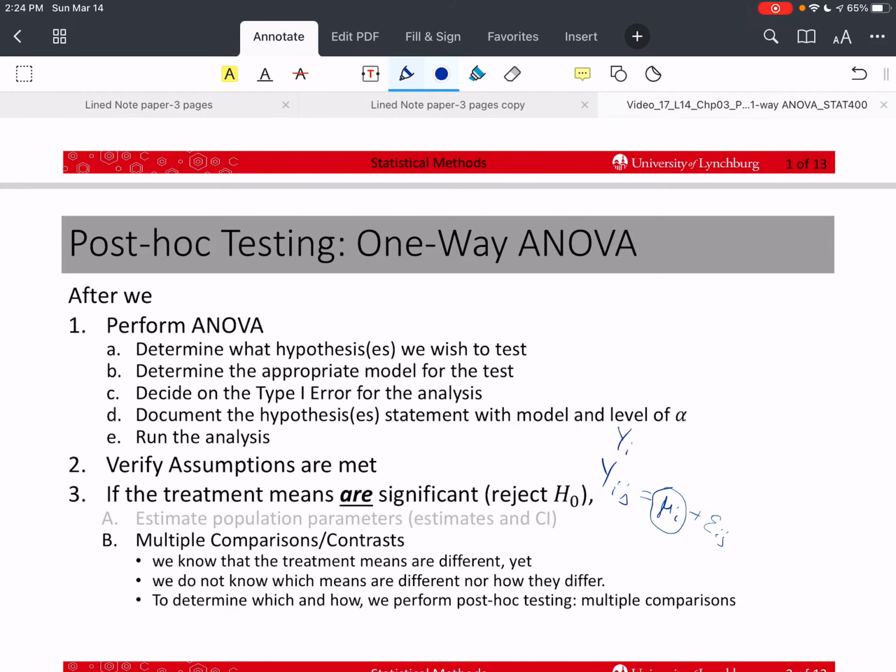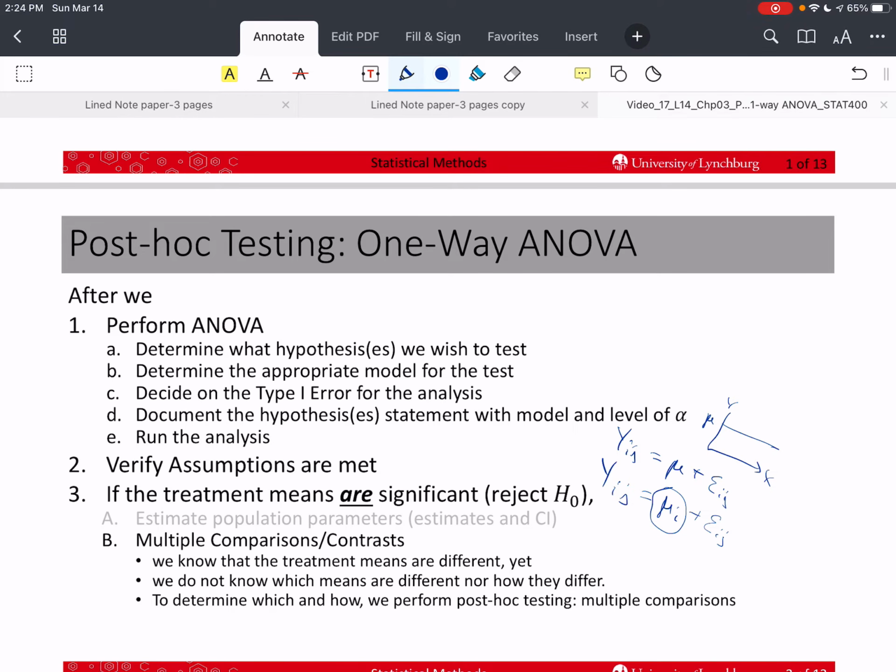If we fail to reject the null, we end up with the model mu plus epsilon ij, which is just a constant function across x, which is not very interesting. So it may be good, it may be bad, it depends on what you're testing.